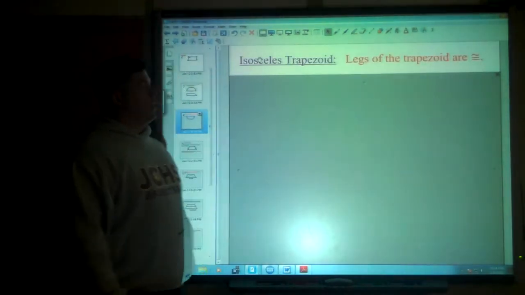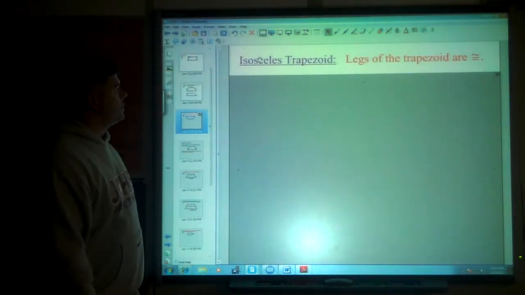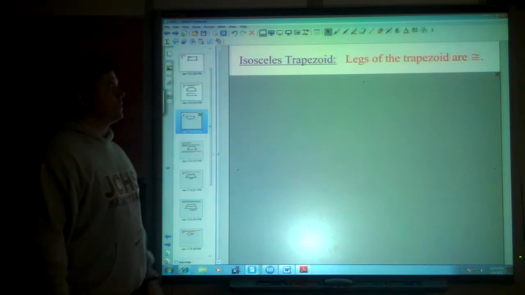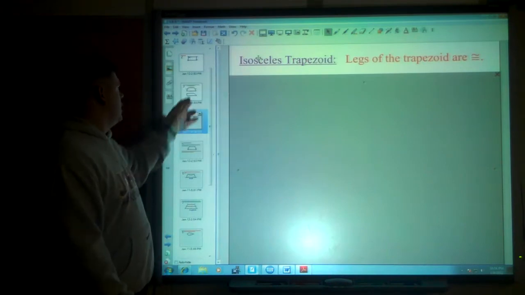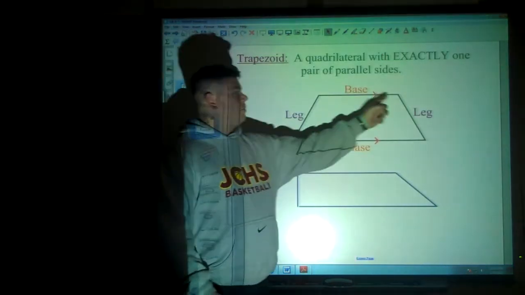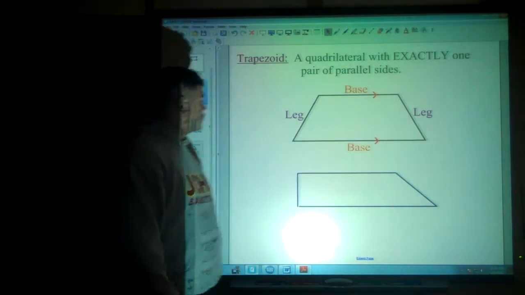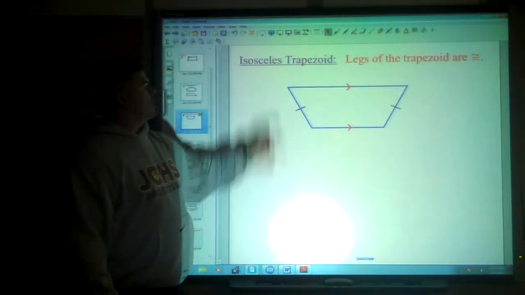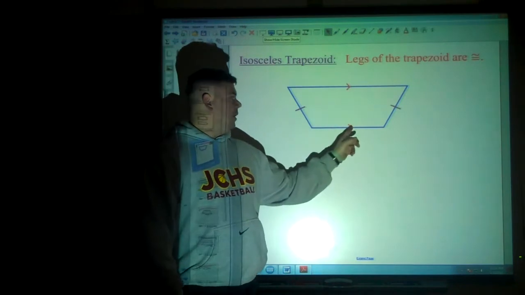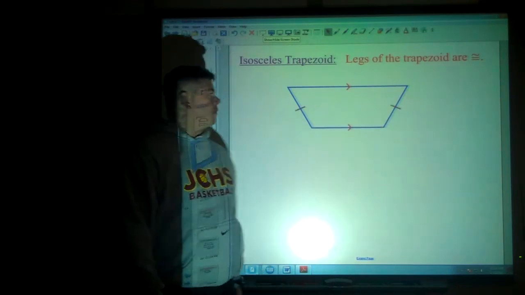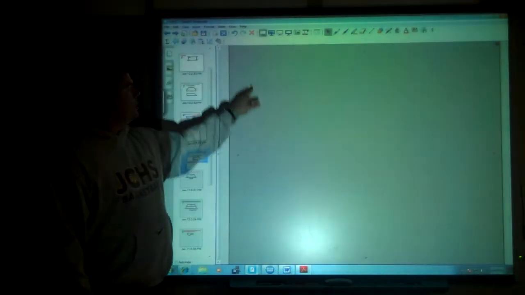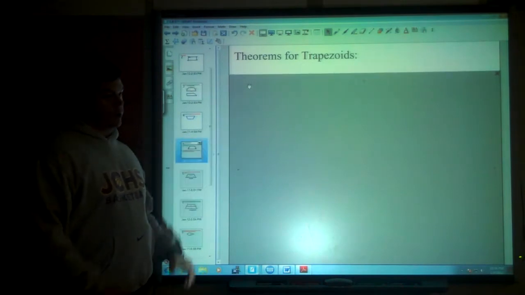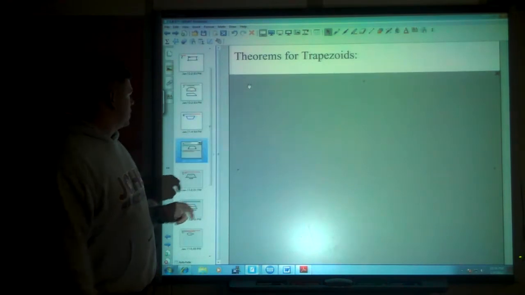Now with that, we have what we call isosceles trapezoids. An isosceles trapezoid is where the legs are actually congruent. So my initial trapezoid that I drew would probably be more of an isosceles trapezoid. With an isosceles trapezoid, you still have the lines that are parallel. The legs have to be congruent. Right? Theorems for trapezoids. So these are very specific to trapezoids themselves.